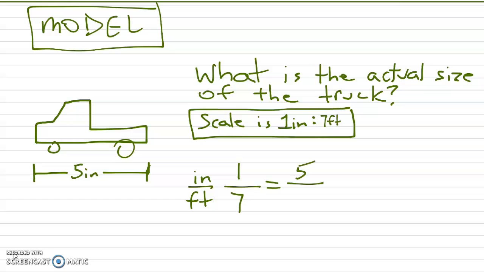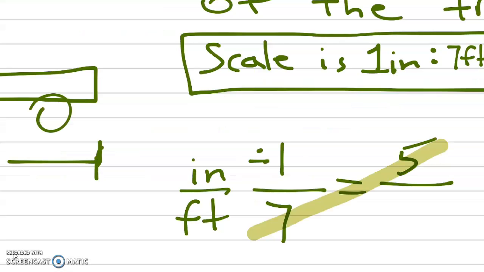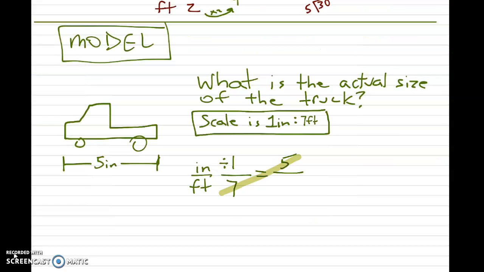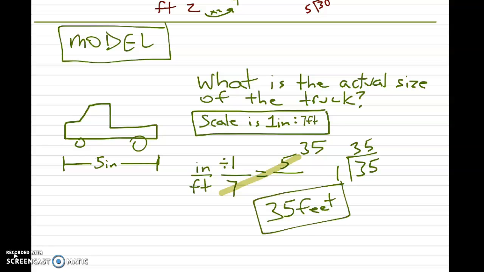Alright, so nice easy proportion here. Cross product what you can. Divide by the number that's left over. 7 times 5 is obviously 35. And 35 divided by 1 is 35. Okay, so the actual length of this truck, it's huge, is 35 feet. I'll make another short little video to help you with some of your assignment.